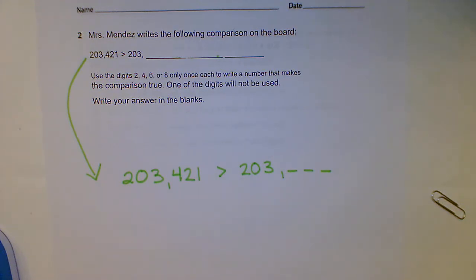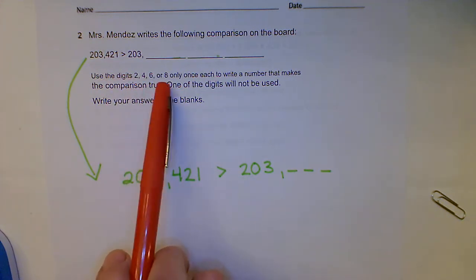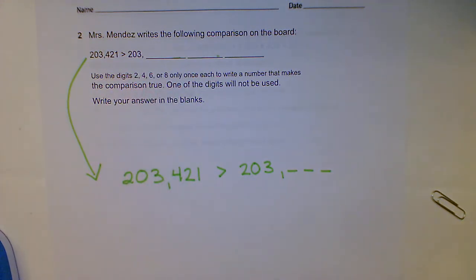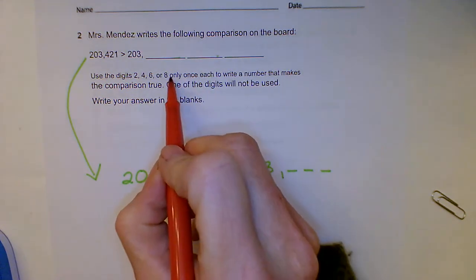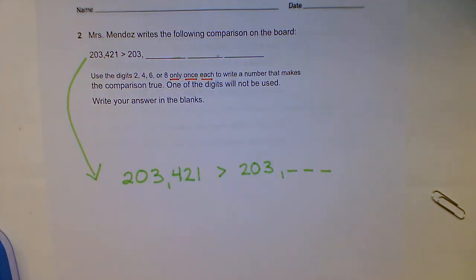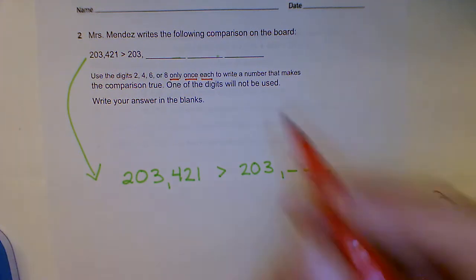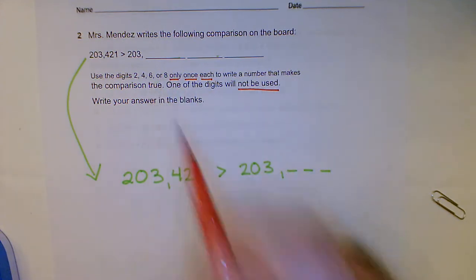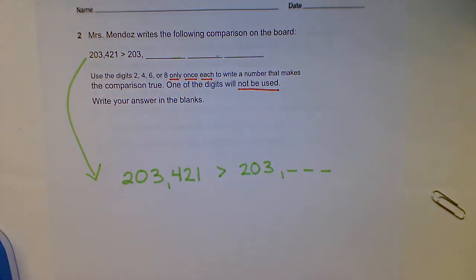Now let's read the rest of it and see what we're allowed to do. So it says use the digits 2, 4, 6, or 8 only once each. Oh, that's important information. Only once each to write a number that makes the comparison true. One of the digits will not be used.